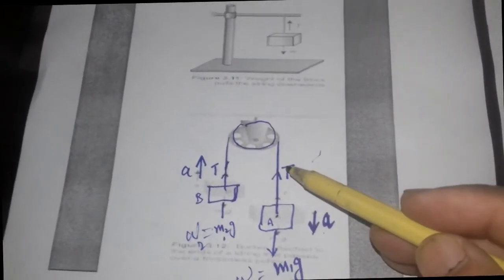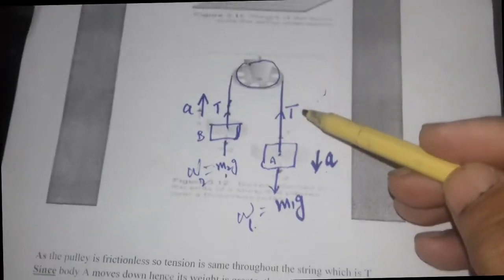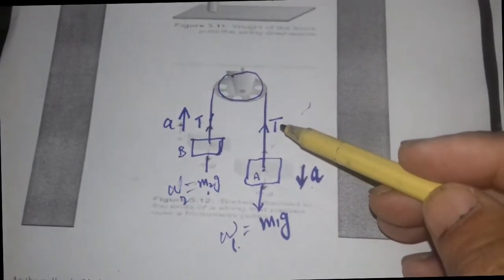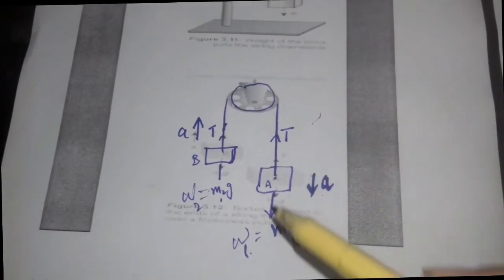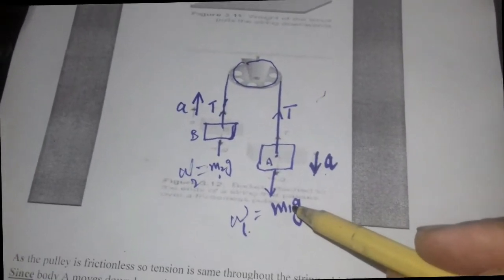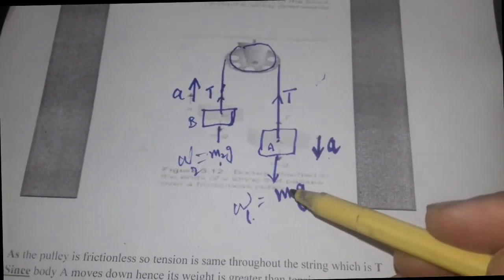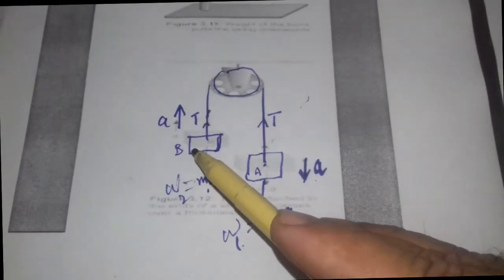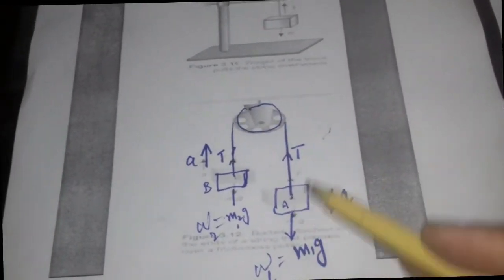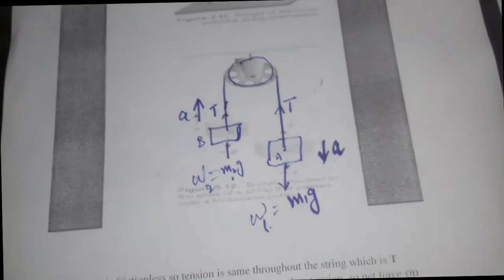The string is inextensible, meaning its length cannot be changed by applying force. Let body A be heavier, so it will move down. At the same time, body B will move upward because these are attached with a string over a pulley.